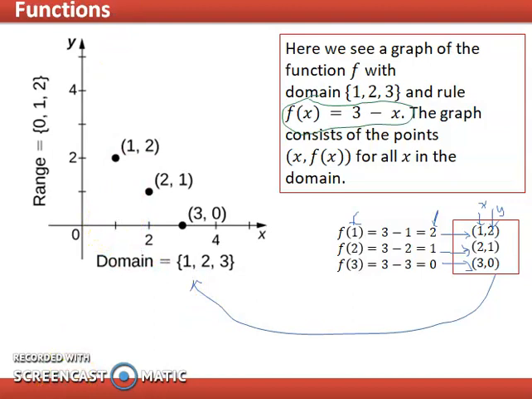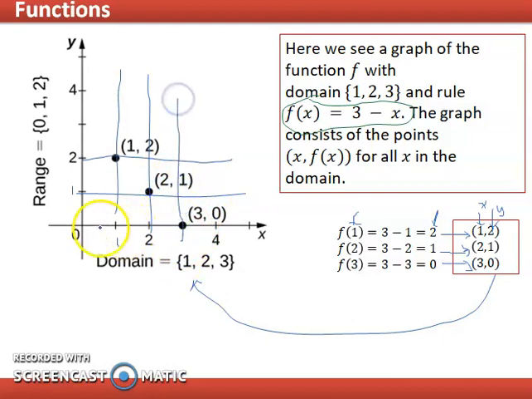For (1, 2), this is 1 for x, 2 for y. So we just draw a vertical line and a horizontal line, and that intersection is the point (1, 2). Now for (2, 1), 2 for x, then 1 for y. This is now our intersection, the point (2, 1). And then for (3, 0), this is the point 3 on the x-axis and 0 for y. So you have the point (3, 0). This is now the graph of f with domain 1, 2, 3.